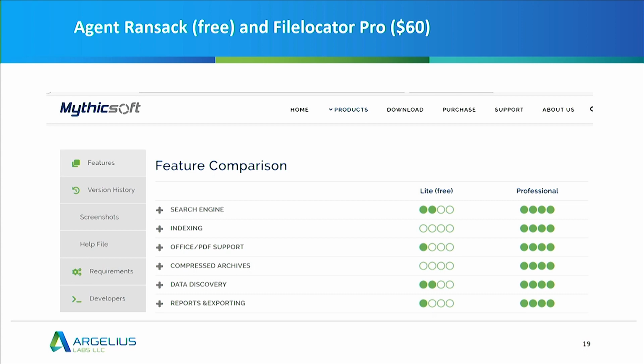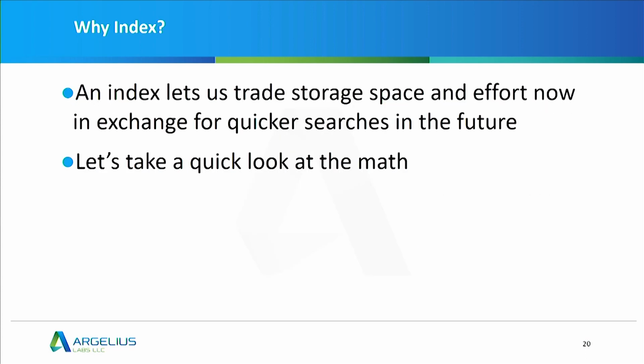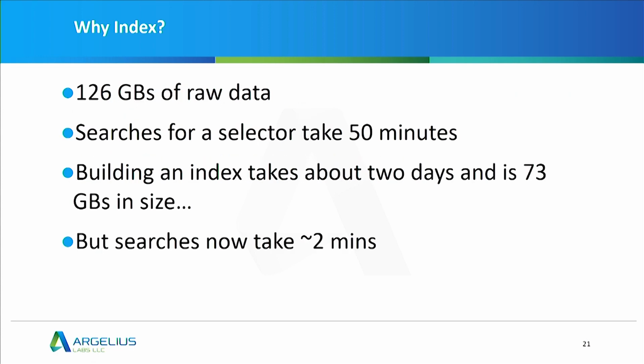And we use indexing all the time when we're doing forensics. What an index does is it lets us trade effort and storage space now in exchange for much quicker search results in the future, right? So take a quick look at the math. I have 126 gigs of raw data, and that is only one data set. Searching that for a selector, like an email address or a phone number, takes about 50 minutes. That's not tenable, that's not reasonable.